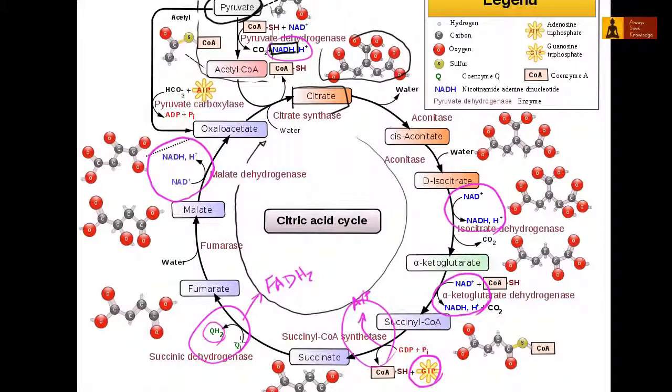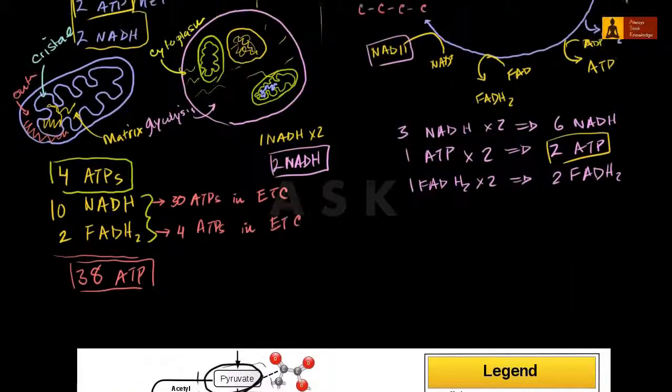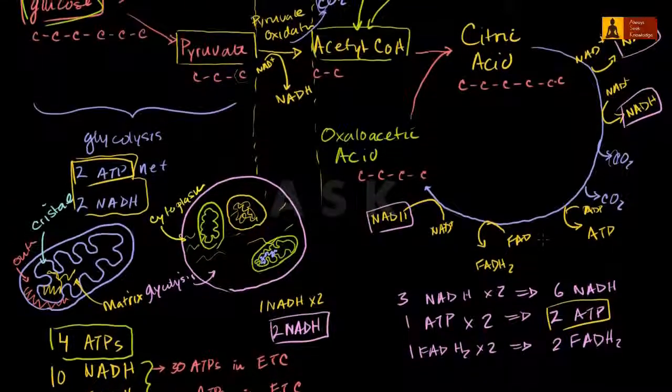FADH2 gets produced. So as promised, for each pyruvate that went in, remember, we're going to do it twice, we produced 1, 2, 3, 4 NADHs. We produced 1 ATP and 1 FADH2. And that's exactly what we saw up here.